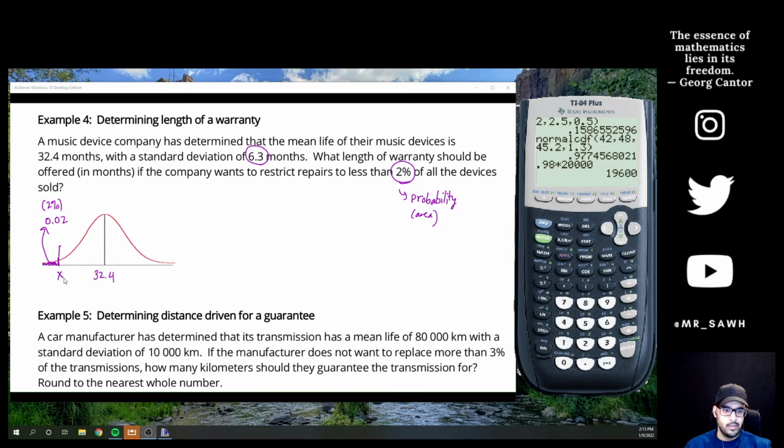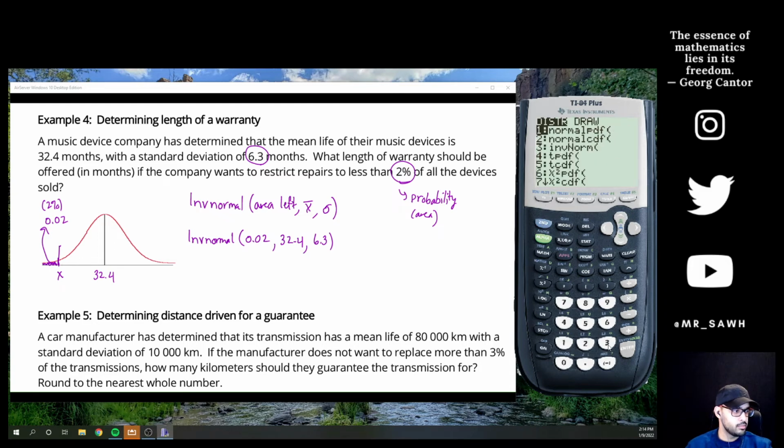Okay, so if I think about how we did this before, this is the other case in my calculator where I can use inverse normal. I know the area that's to the left of my boundary point. So the area to the left, and then we still need the average and we still need the deviation. If I fill in what I know, area to the left is my 0.02. The average is 32.4. The deviation is 6.3. So I got my calculator, second bars, option 3.